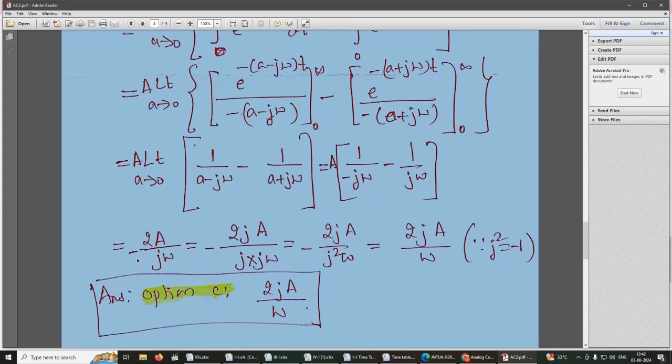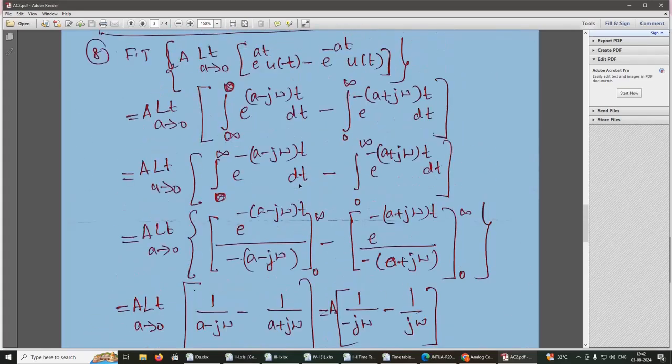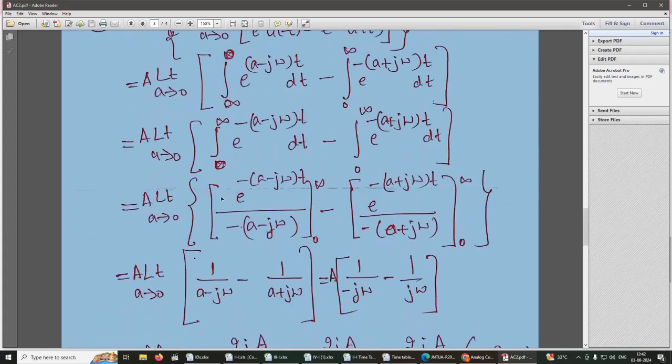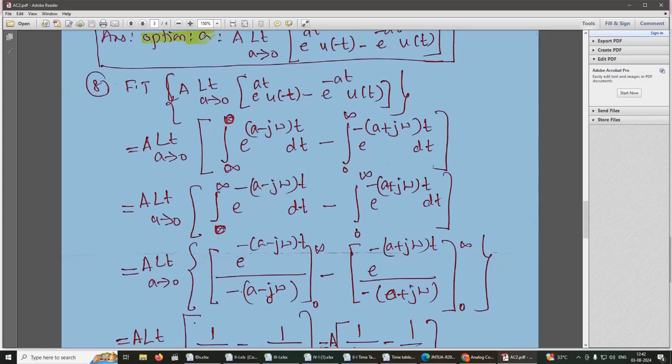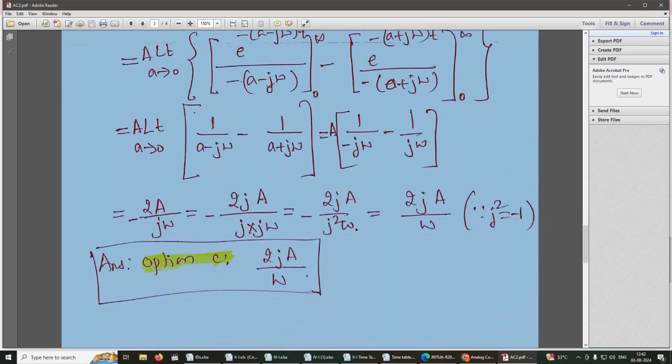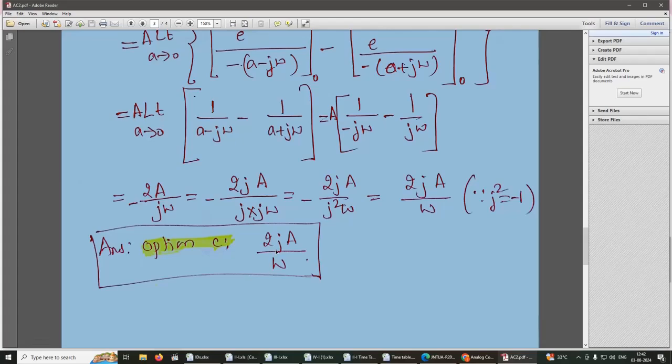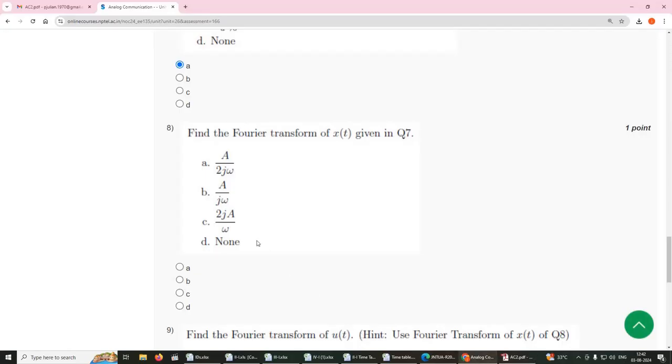So therefore what we'll get here is minus 2 by j omega, and now a small modification: we multiply and divide by j. Now j square is nothing but minus 1, so the minus signs cancel, and you have 2j by omega, because j square is minus 1. It's a simple integration. You can do this one. And the answer is option C, 2j by omega. Option C.